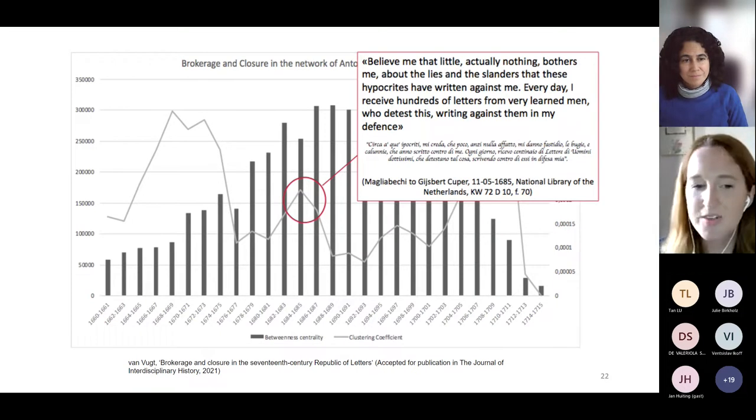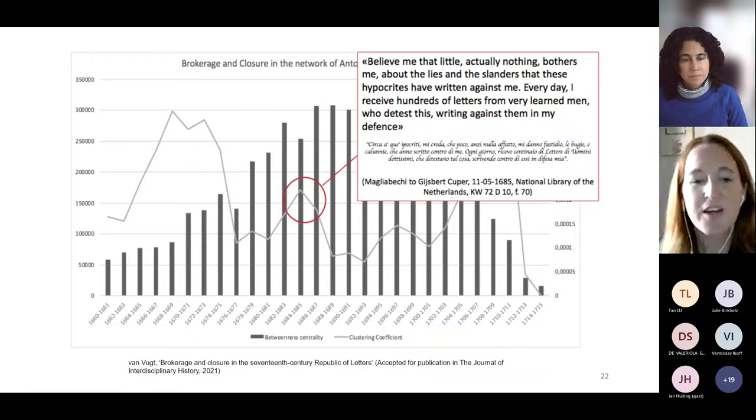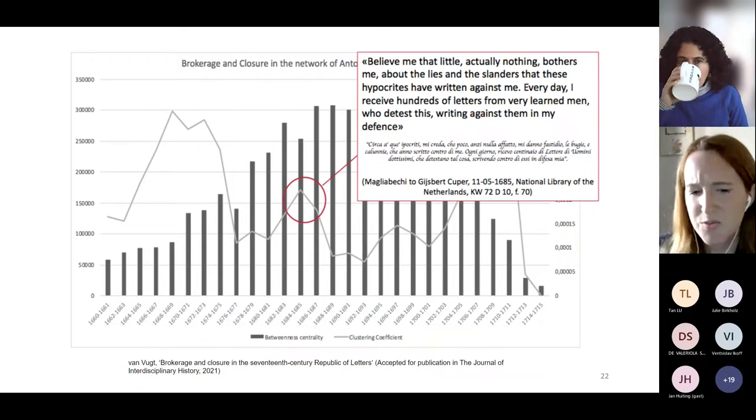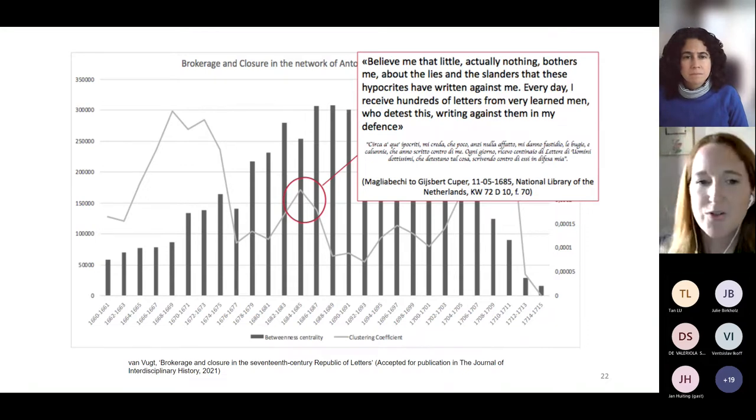In 1684, Maria Beke became involved with the Inquisition. They accused him of writing a book that later became listed on the index of prohibited books. Only Maria Beke did not write this book, but still he became involved with the Inquisition, and he had a lot of problems with that. So here we really see that his brokerage position drops. Brokerage is a time-consuming activity. So we can see that he was really preoccupied with the Inquisition. He didn't have the time to nurture his relationships. So here we can see that something really happened in his career.